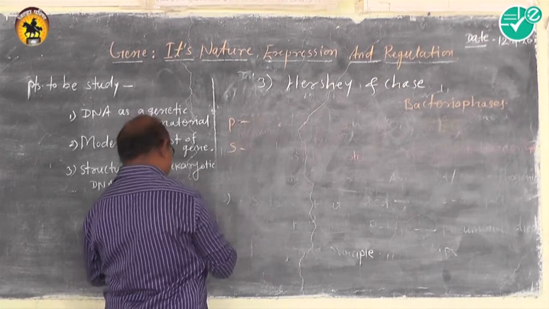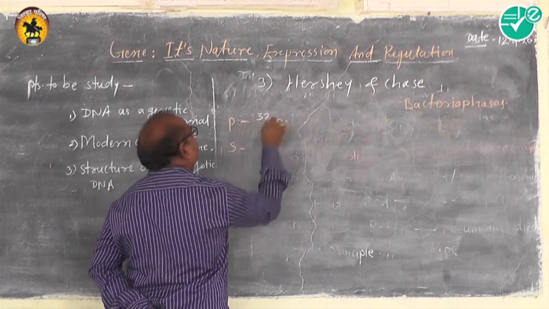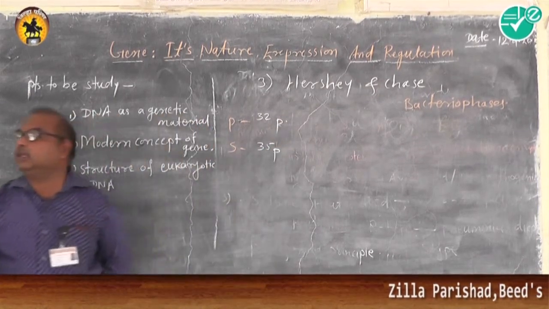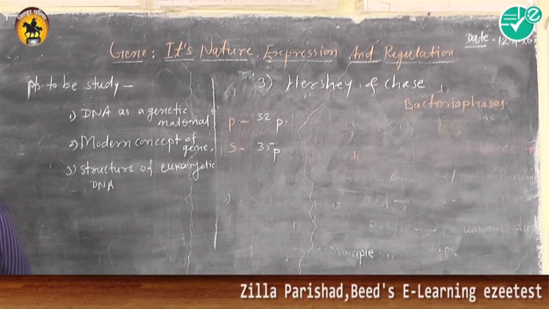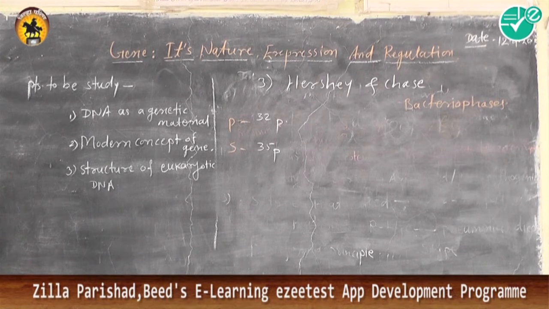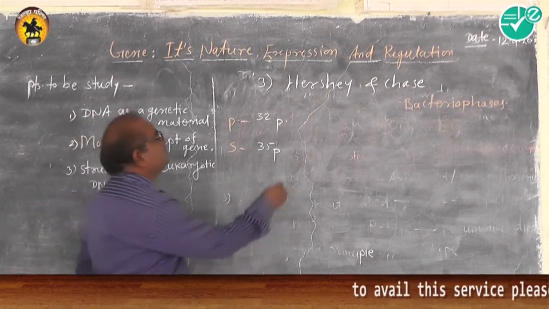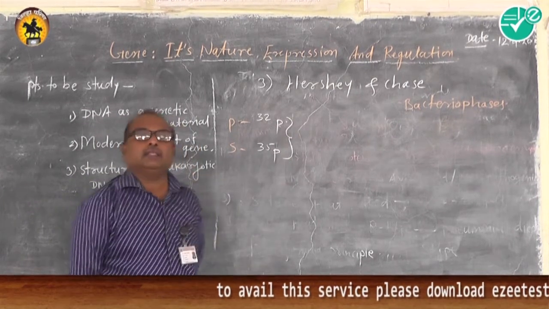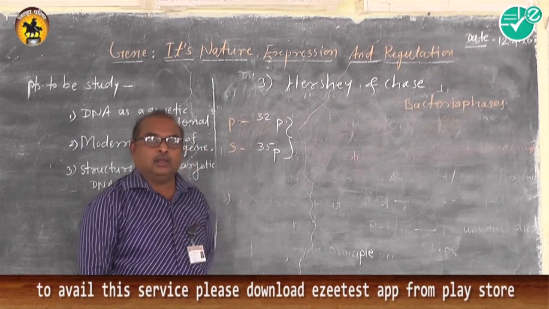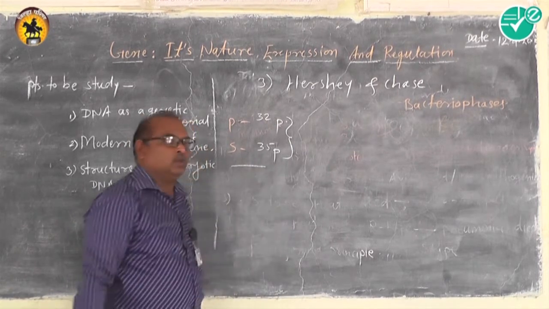That is radioactive phosphorus, P32, and radioactive sulfur, that is S35. These two radioactive substances were used by the scientists to prove whether the DNA is genetic material or protein.